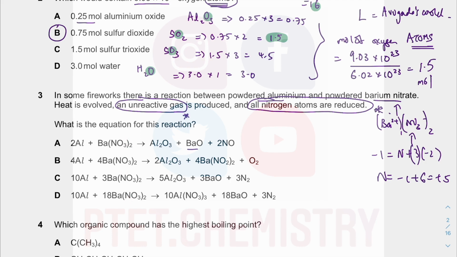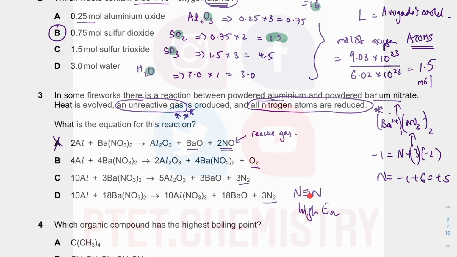Here you get barium oxide and NO. You have an unreactive gas. NO is a reactive gas. So not A. Between these gases, N2 and O2, I would say N2 is the more unreactive because of the strong nitrogen-nitrogen triple bond. It needs very high amount of energy to react.